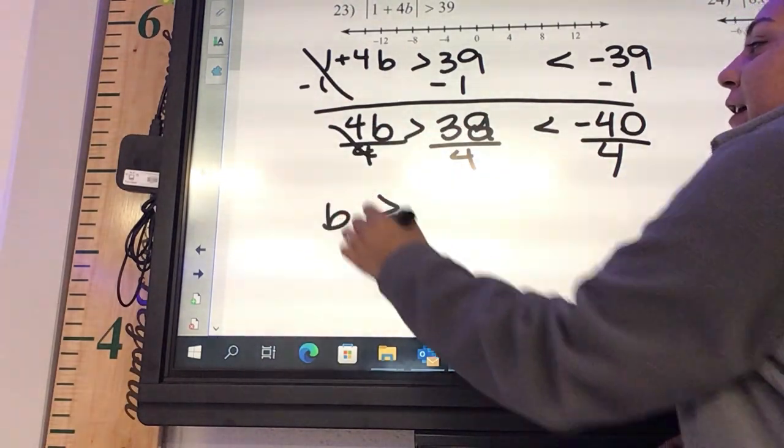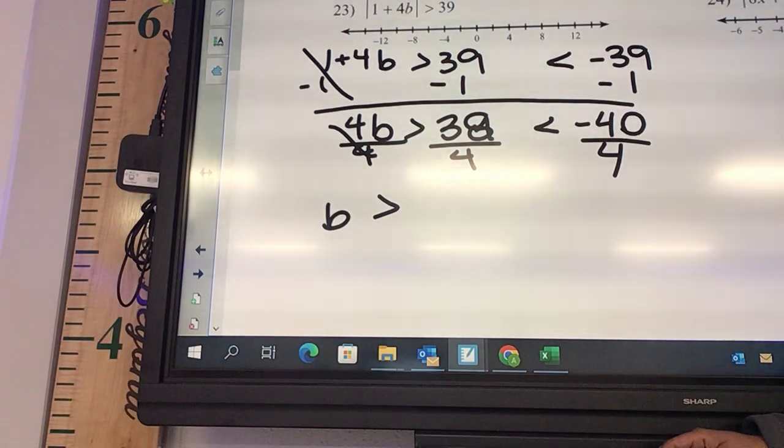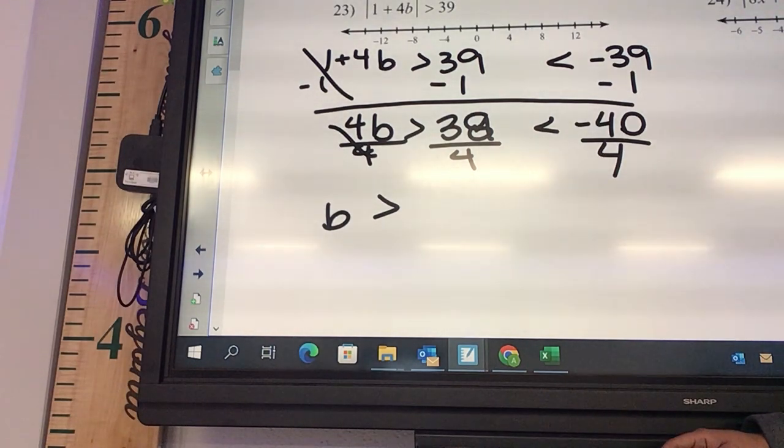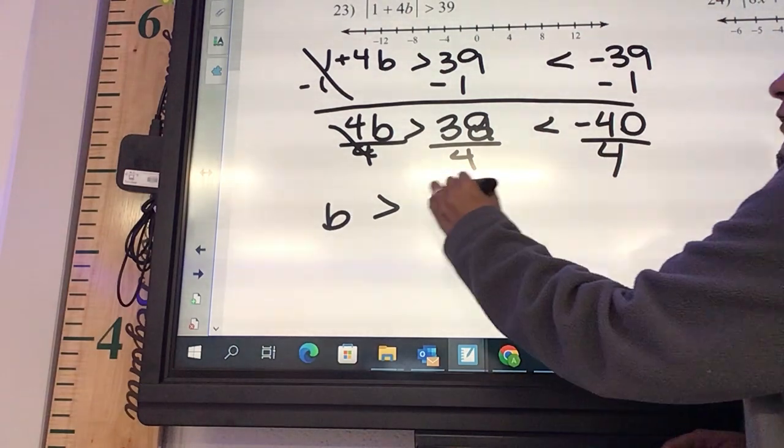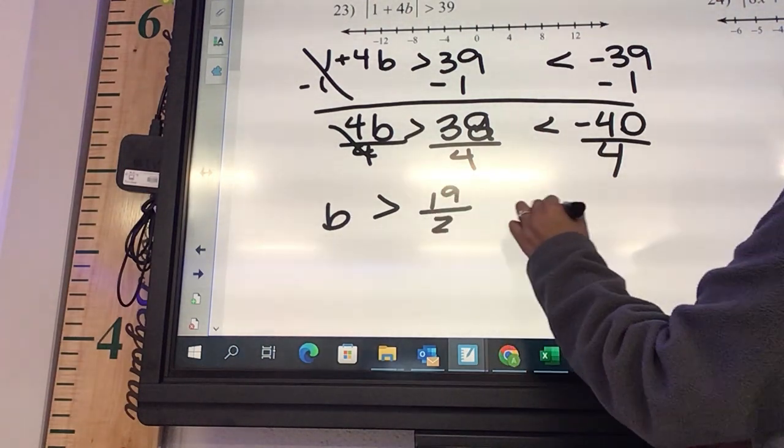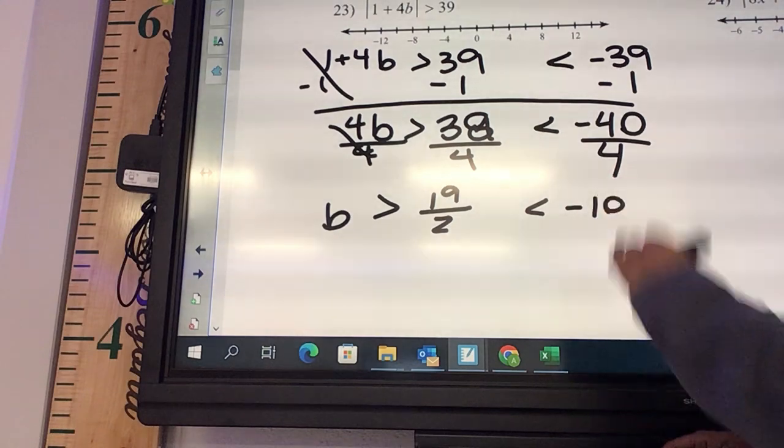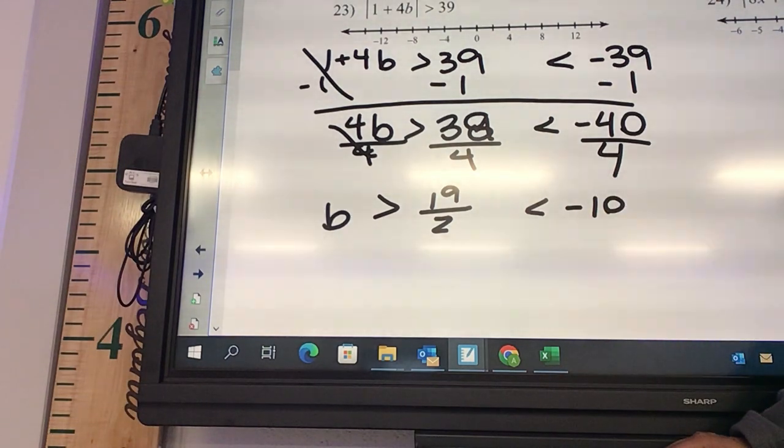What is 38 divided by 4? Oh my goodness. This one, don't use a calculator. 19 over 2? Okay, and the other one is going to be negative 10. Okay, what is 19 over 2 as a decimal? We have to know that so we know about where to put it.